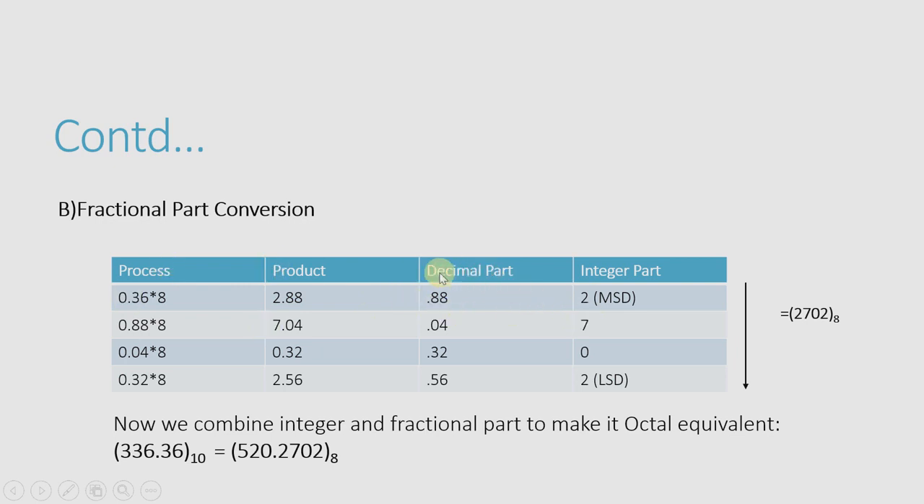Again we pick the decimal part, or fraction part, and multiply it by 8. Then we get the product 7.04. Here 7 is the integer part, so we write it into the integer part, and 0.04 is the decimal part. Again pick the fraction part, multiply it by 8, and the result is 0.32. The decimal part is 0.32 and the integer part is 0. Again pick the fraction part, multiply it by 8. We get the product 2.56, the decimal part is 0.56 and the integer part is 2.